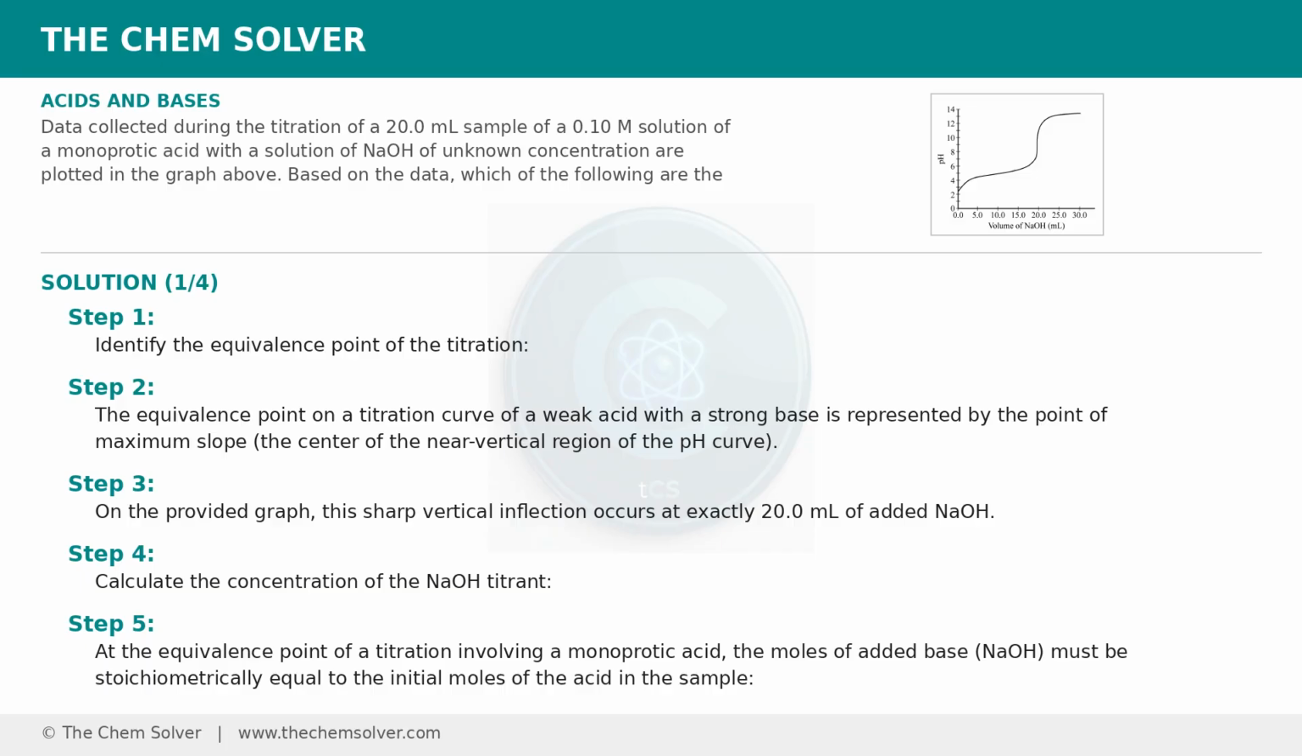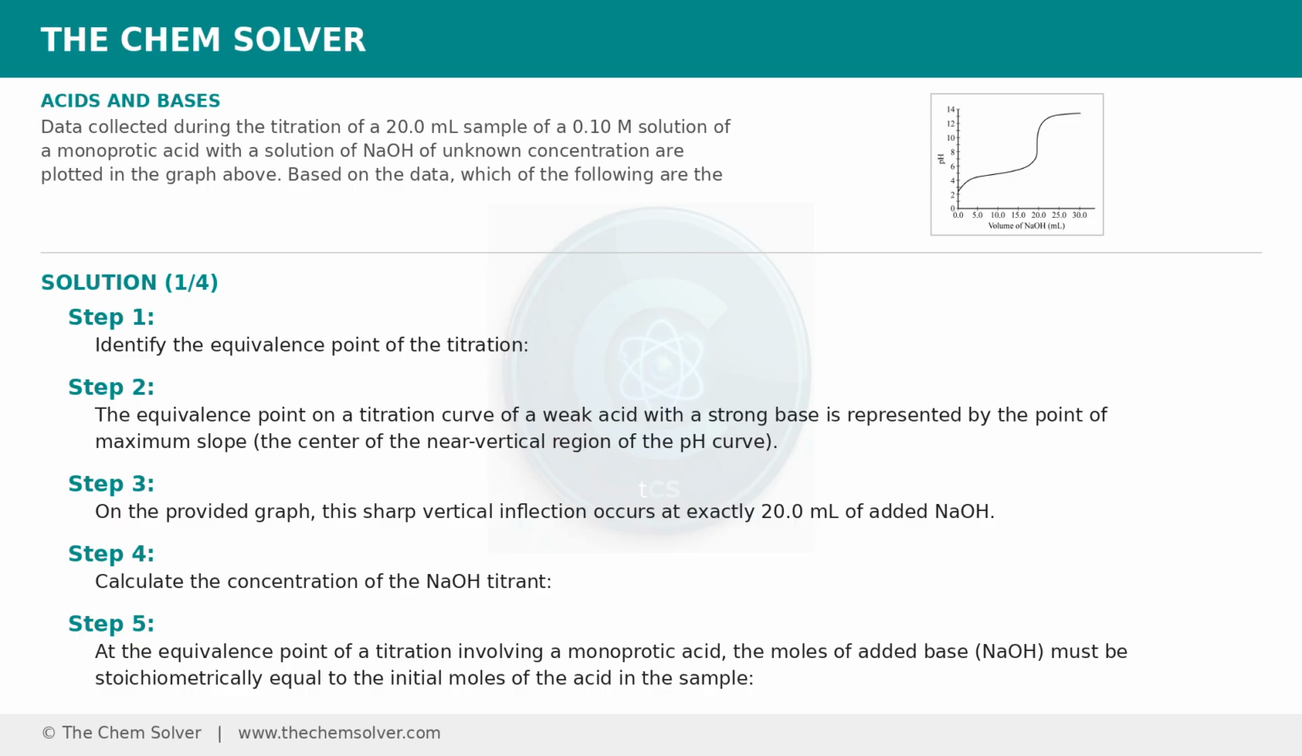Identify the equivalence point of the titration. The equivalence point on a titration curve of a weak acid with a strong base is represented by the point of maximum slope, the center of the near vertical region of the pH curve. On the provided graph, this sharp vertical inflection occurs at exactly 20.0 milliliters of added NaOH.